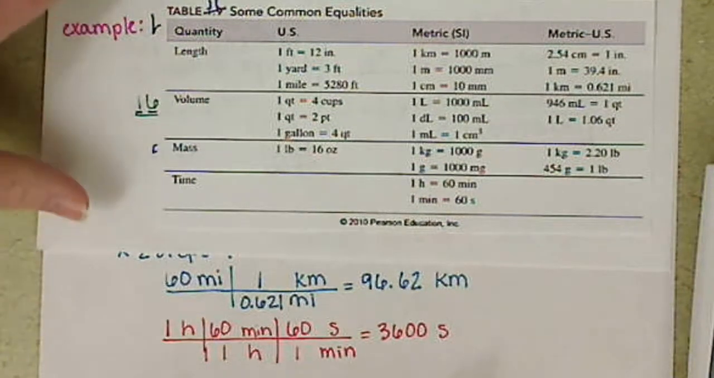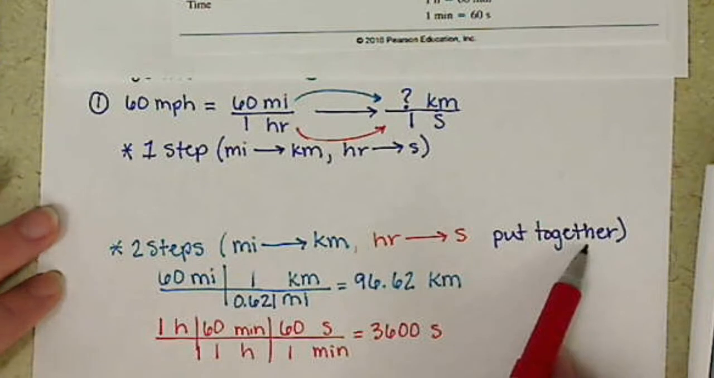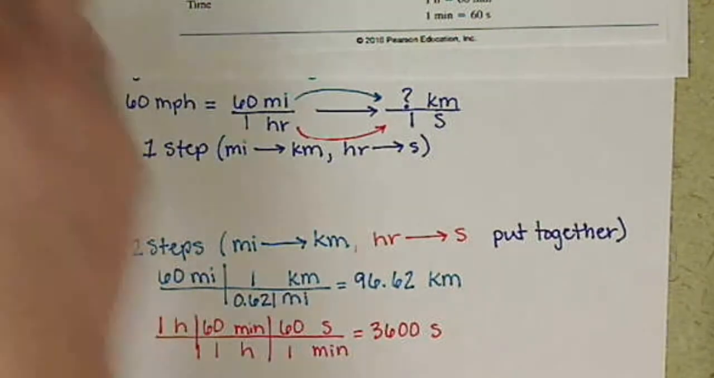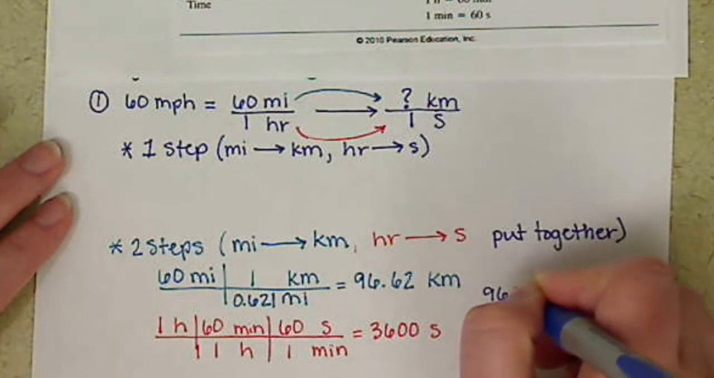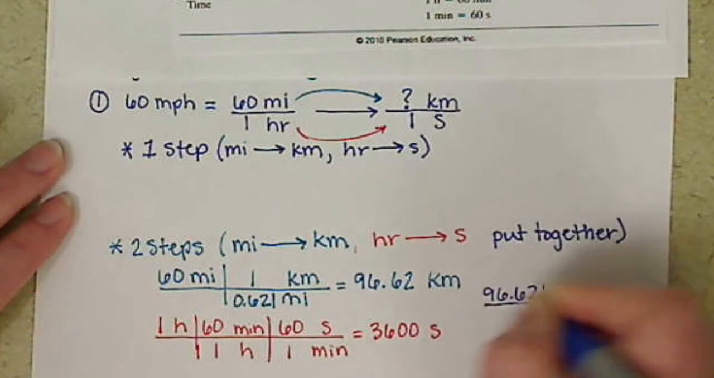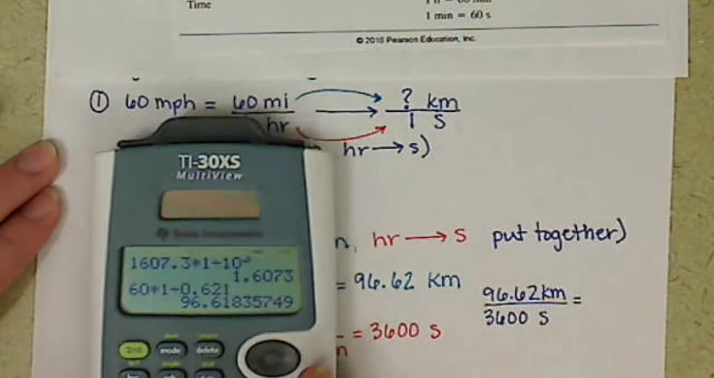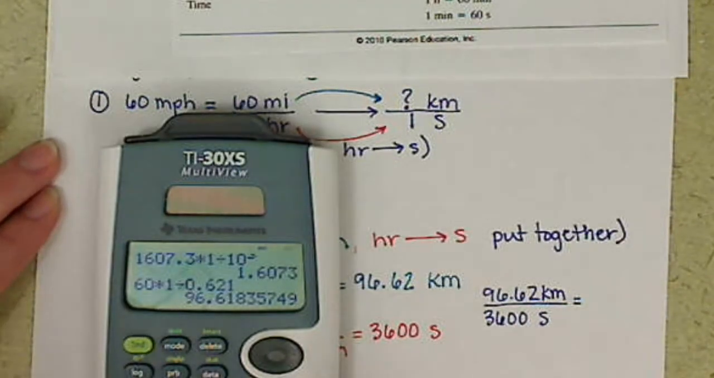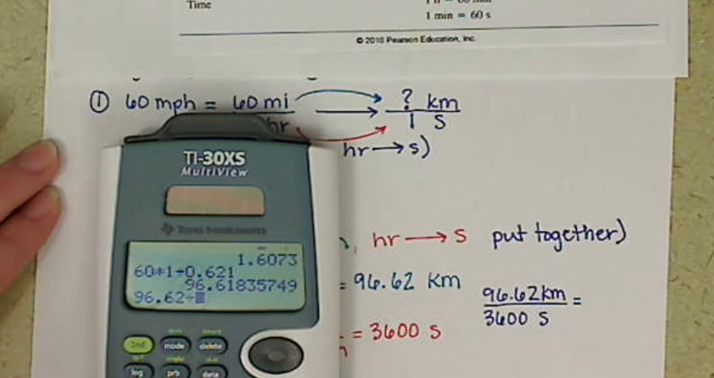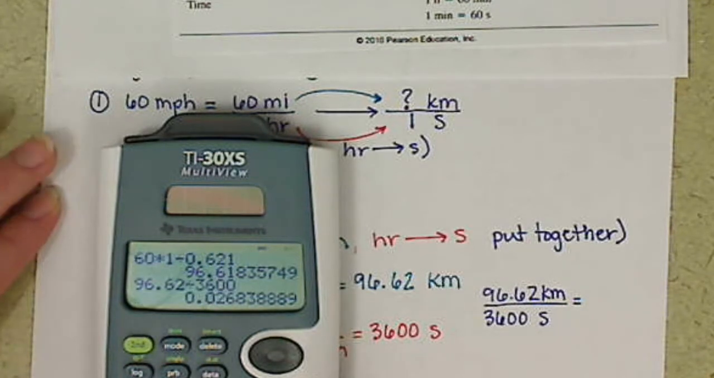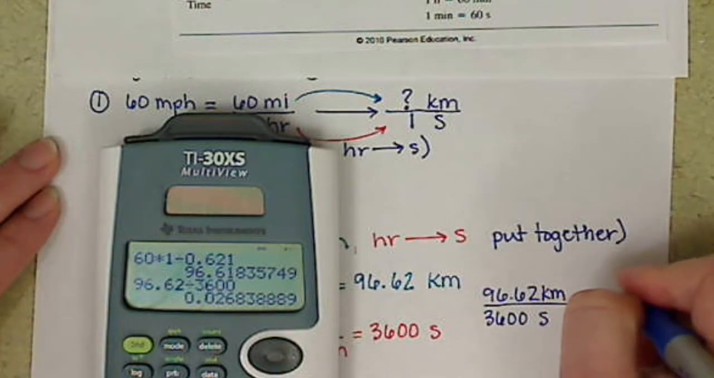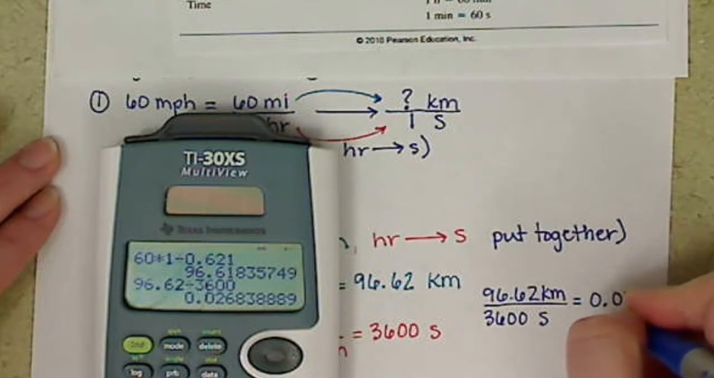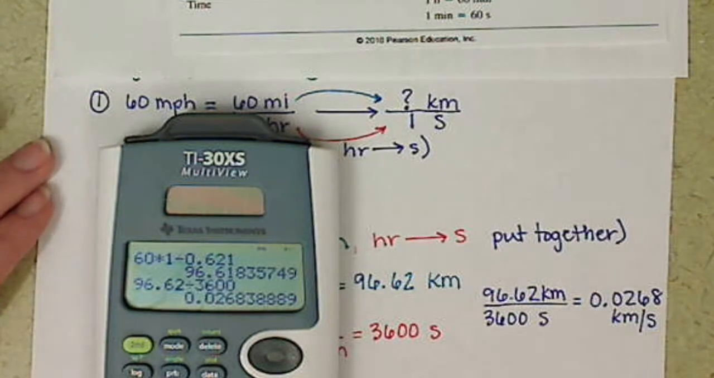All right. Now what we want to do is put those together. Remember we want units of kilometers per second. So my last step is I'm going to take my 96.62 kilometers, divide that by my 3,600 seconds. So 96.62 divided by 3,600. And I get 0.0268 kilometers per second.